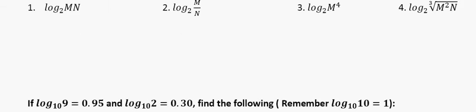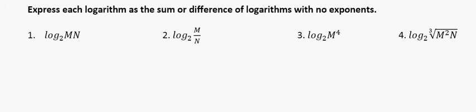So let's look here at our first set of examples. The directions are: express each logarithm as the sum or difference of logarithms with no exponents. Okay, so we're going to start to apply several of these three properties of logarithms that we've developed. Let's take a look at example number 1. I have the log base 2 of m times n. Do you see how m and n are multiplied here?